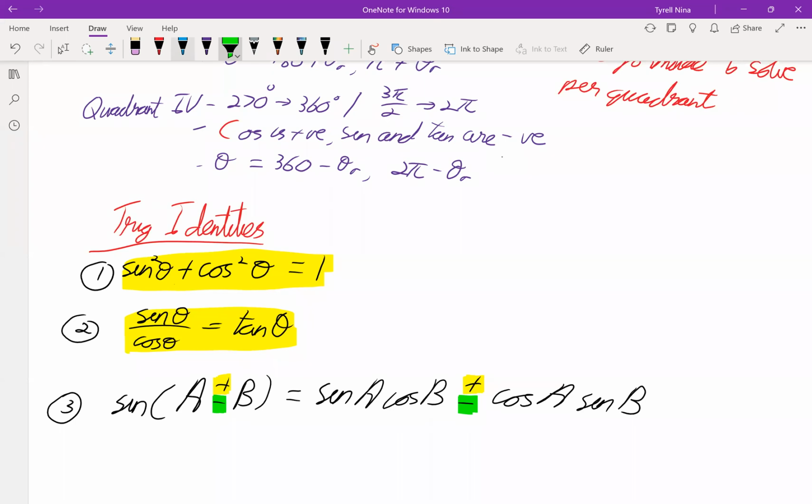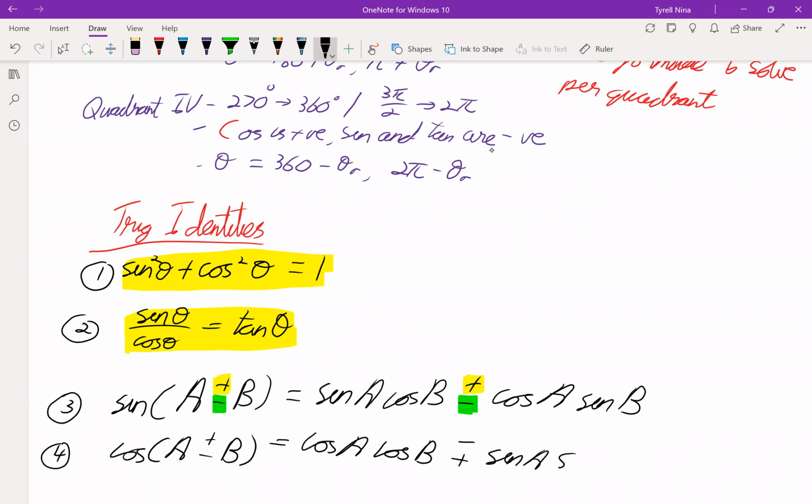Right. The third one, sorry, the fourth one, cos A plus or minus B is, yeah, the class will be posted after. Should be cos A cos B minus or plus sine A sine B.